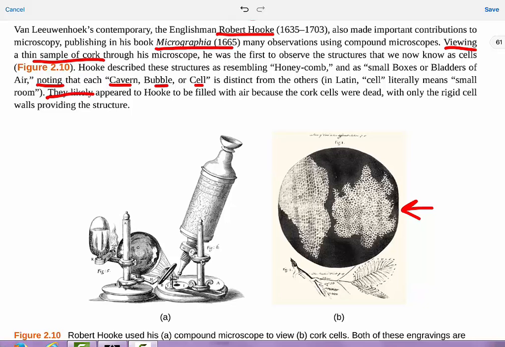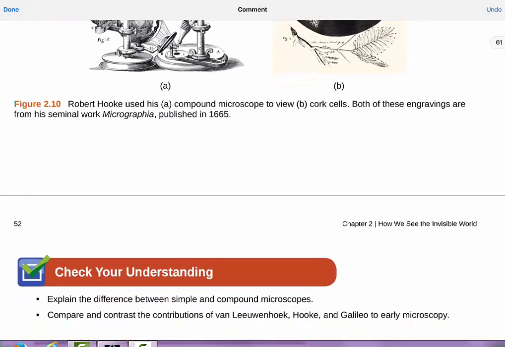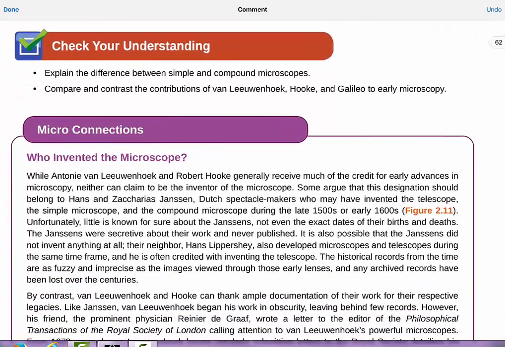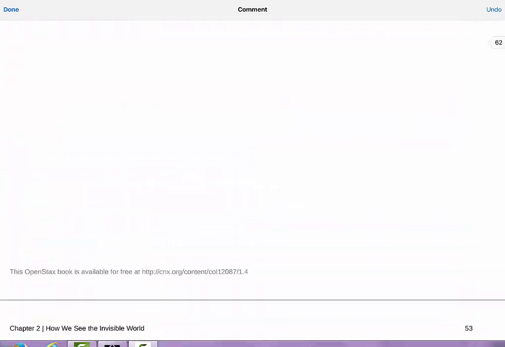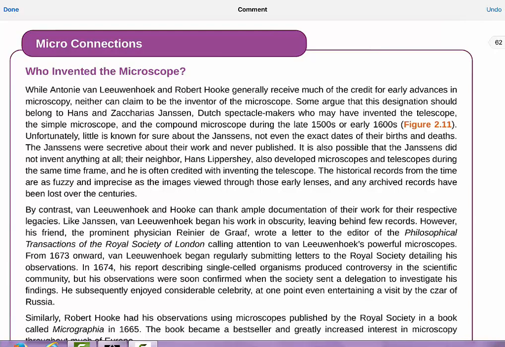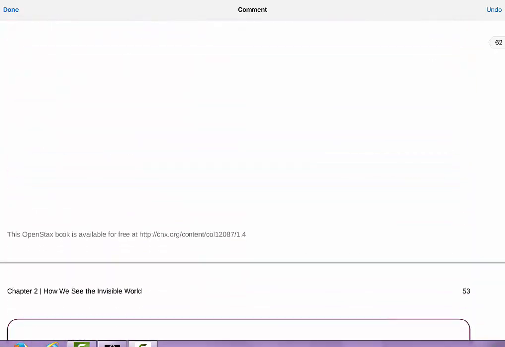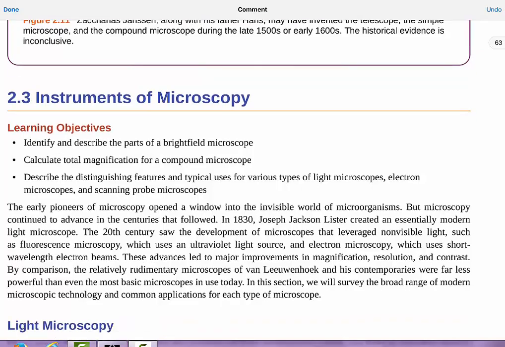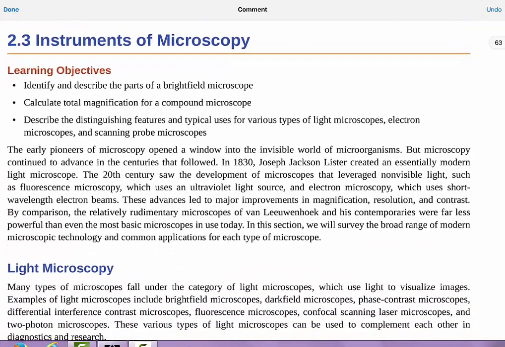It does mention here they likely appeared to Hooke to be filled with air because the cork cells were dead at that point, and so they were just very rigid, kind of empty-looking cells. All right, let's move past that. So again, you should read these. They have important information. They kind of summarize some of the things that we're already talking about, give a little bit more context. All right, so the instruments of microscopy. I think we'll end this portion here, and we can pick up with that in a moment.